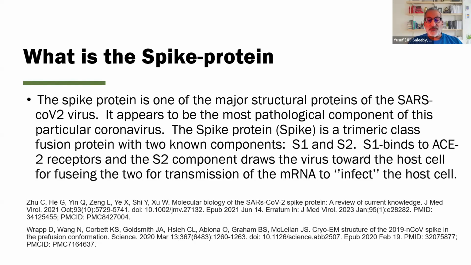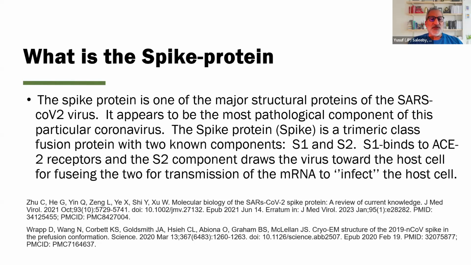And it has two components, S1 and S2. They're stacked on top of each other. The S1 part of the spike binds to ACE2 receptors, and there have been at least 72 tissues in our body that have ACE2 receptors: in our vasculature, our vascular beds, lung tissue, kidneys, you name it.